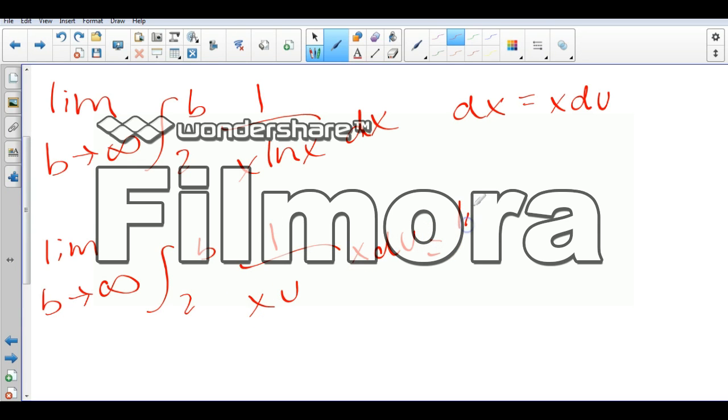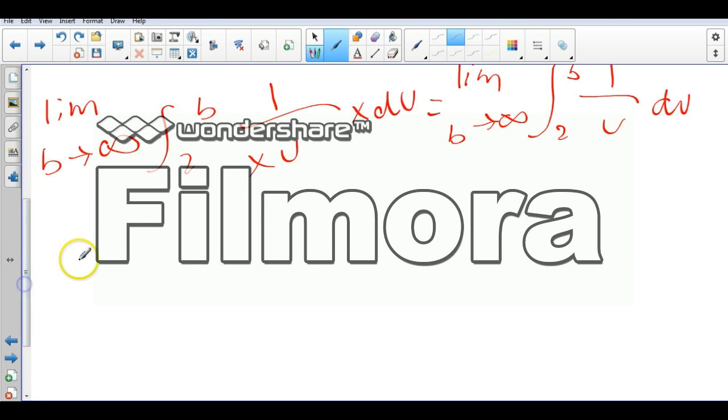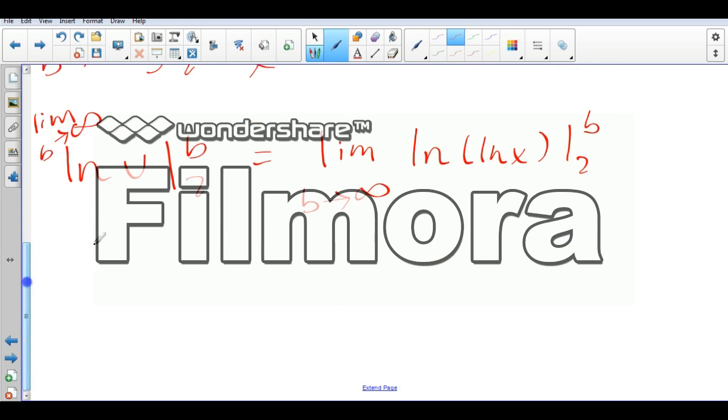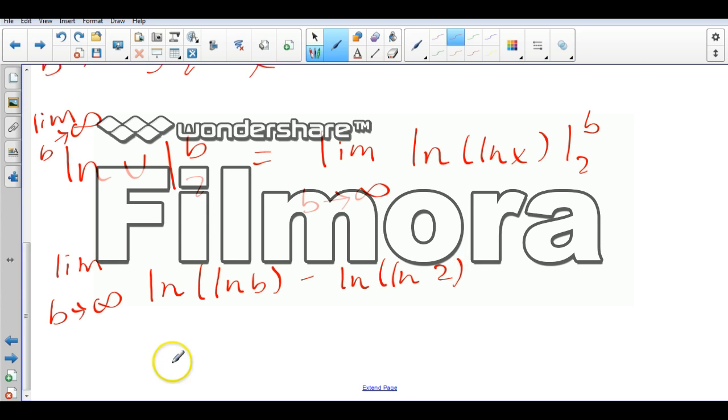When we have the solution to the integral of 1 over x ln x as b goes to infinity, we'll have ln of b minus ln of 2. Since ln of 2 is a constant, it can be ignored, whereas ln of b as b goes to infinity will still be infinity, even though its growth will be very, very slow. Thus, the series 1 over n ln n diverges.